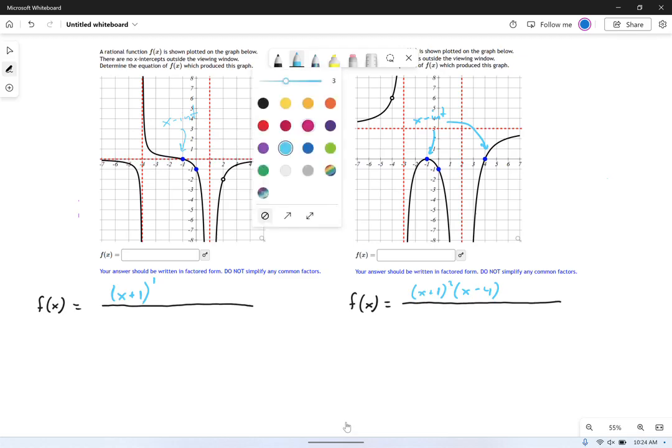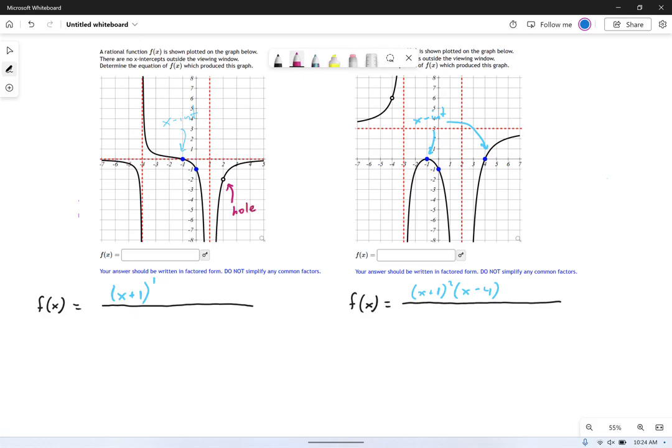Let's move on. There's a hole in each of these functions. You can see that located right here. That hole is going to be responsible for the factor x minus 2. And because it's a hole, you have that factor on top and bottom, x minus 2, top and bottom. And likewise over here, here's a hole in this function, and that's going to be located at x plus 4 on top and on bottom.